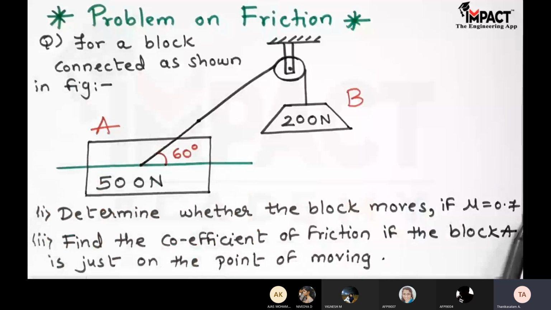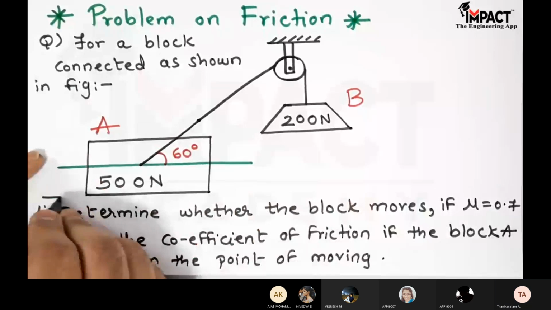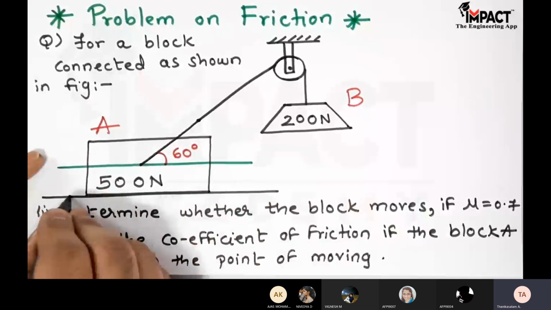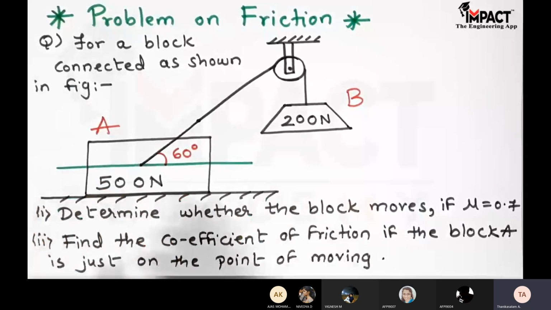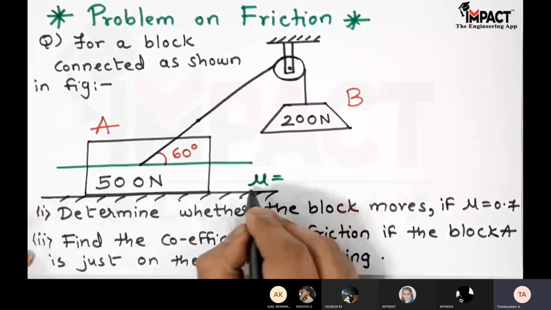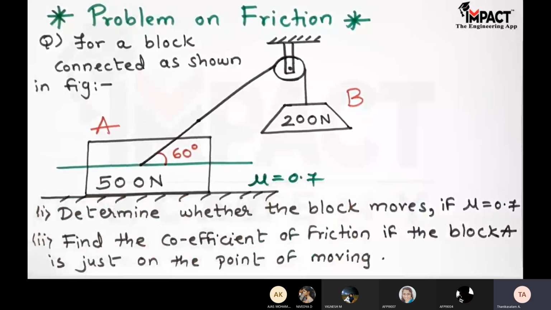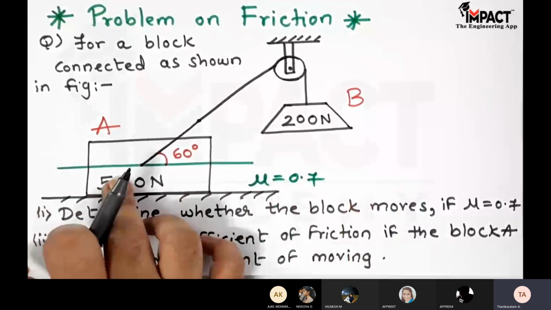If mu is equal to 0.7, that is the coefficient of friction between the surface over which the block is kept. So we have to find whether the block is moving or not, and mu is given as 0.7 for this rough horizontal plane. The second part of the question is to find the coefficient of friction mu if the block A is just on the point of moving.